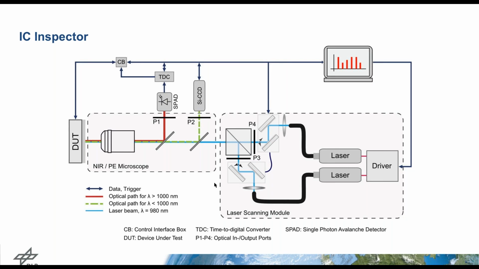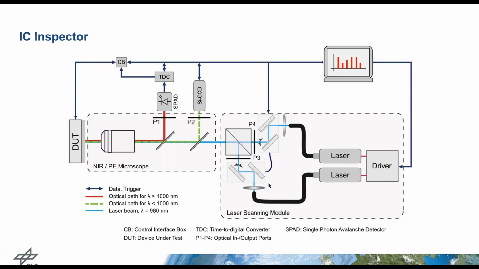The second part is a laser scanning module consisting of two independent lasers. Each laser has its own scanning module. The lasers are focused onto our device under test, that means our ICs. Within the field of view, we can position each laser at different positions at the same time. We can also trigger the laser pulses at the same time or at different times. And this is the setup.